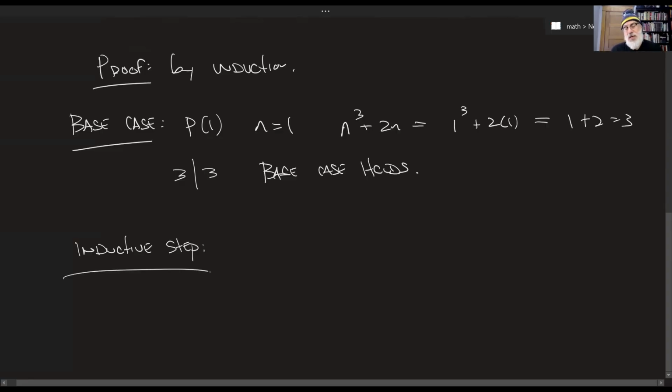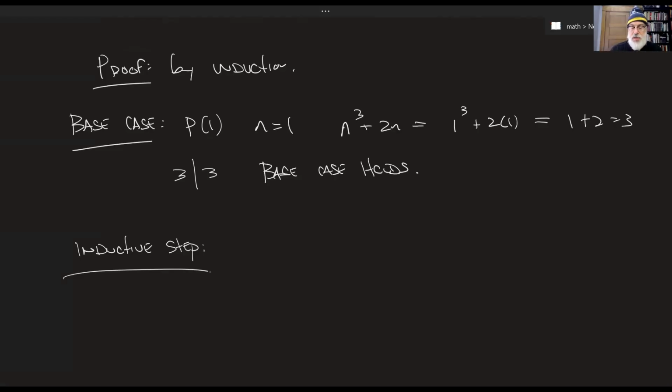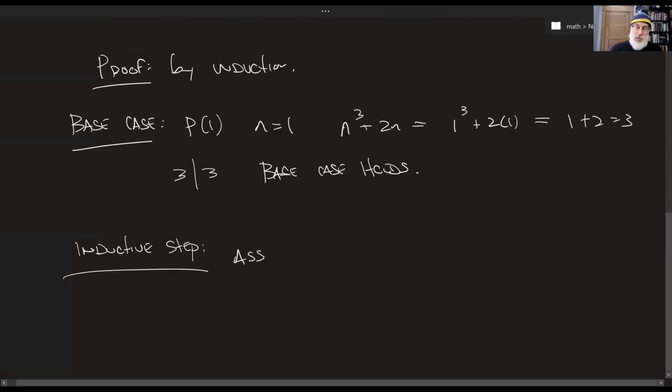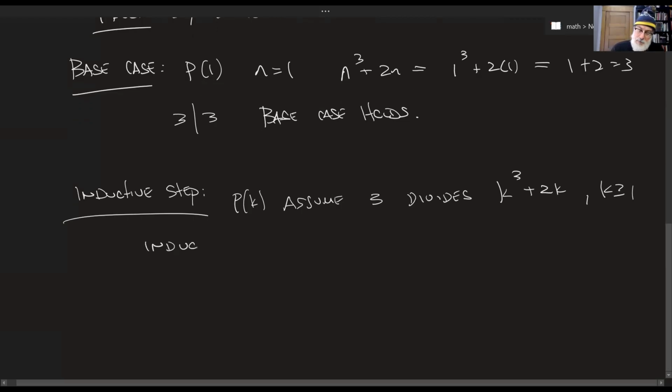In the inductive step, the induction hypothesis is the P(k) case. So the inductive step is the assumption that our statement holds for some k, and then the P(k+1) case is what we're trying to show. So the first thing we're going to do is the P(k), or in other words, assume that 3 divides k cubed plus 2k for k greater than or equal to 1. That means we're assuming this is true up until some value of k. And this is called the induction hypothesis. I like to write IH.